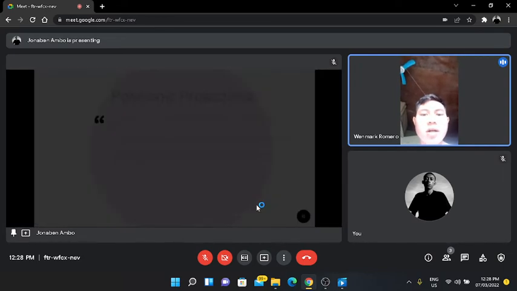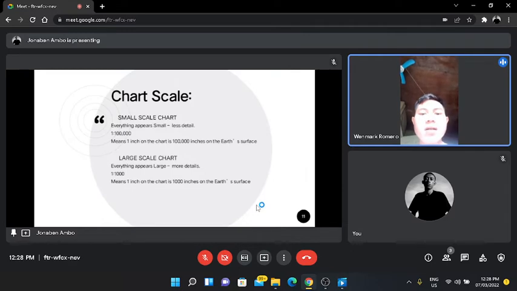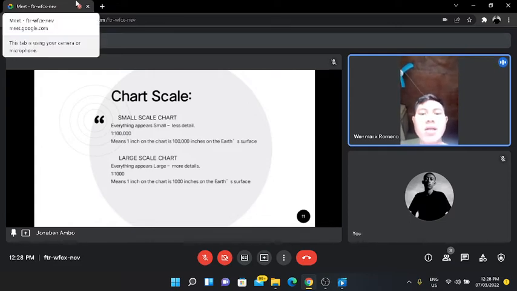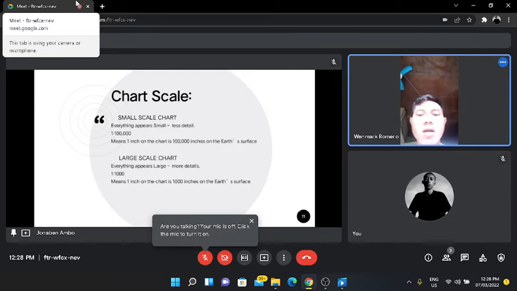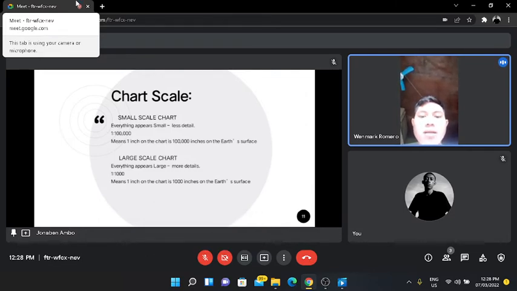Let's go to the chart scale. Small scale chart, everything appears small with less detail. 1 to 100,000 means 1 inch on the chart is equal to 100,000 inches on the Earth's surface. Large scale chart, everything appears large with more detail. 1 to 1,000 means 1 inch on the chart is 1,000 inches on the Earth's surface.